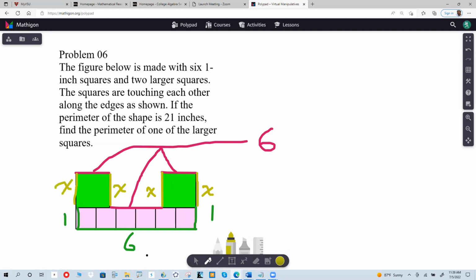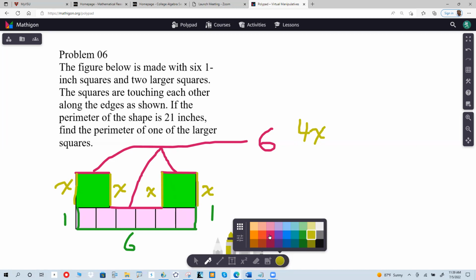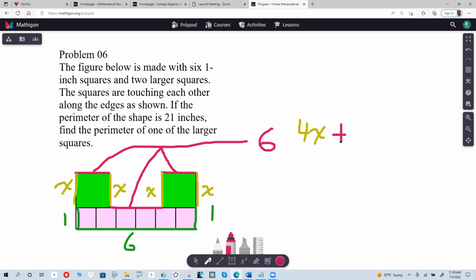Now I can write a nice equation, guys. All the pink lines add up to 6. All the green lines add up to 6 plus 1 plus 1, which is 8. So we're going to use the colors properly. Instead of x plus x plus x plus x, I'm going to write 4x. And I am going to write plus 6 for the pink. Then I'm going to write plus 8 for the green. Again, 8 is coming from 6 plus 1 plus 1. When you add all of them together, you should get the perimeter of the entire shape, which is 21.